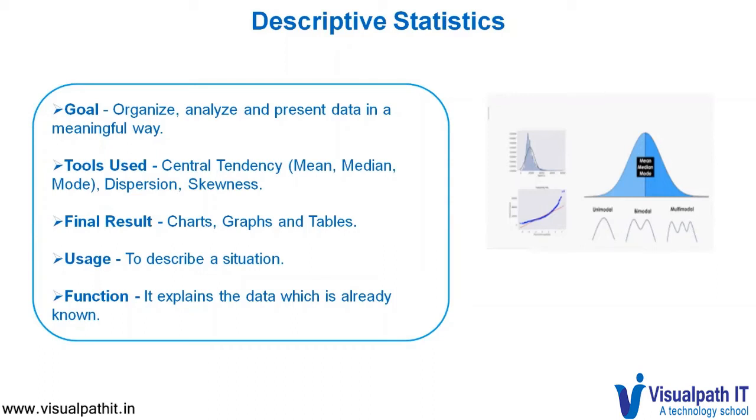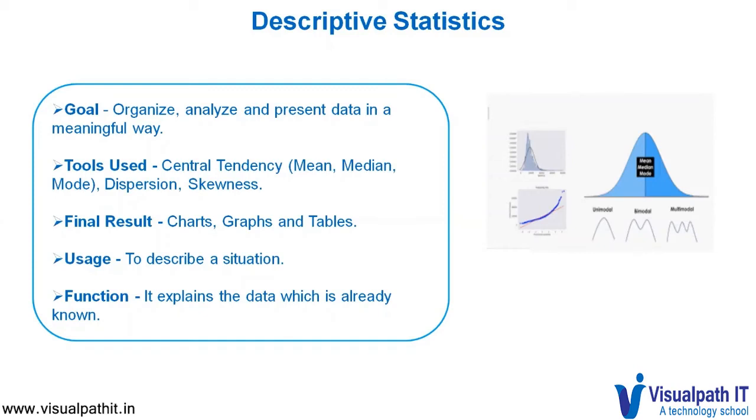The goal of descriptive statistics is to organize, analyze, and present data in a meaningful way. It explains the data which is already known, which is historical in nature. And for this, we use certain tools of central tendency, which you might have already done in your 10th or 12th standards, called mean, median, mode, dispersion, skewness. We will look at all this in detail in future.